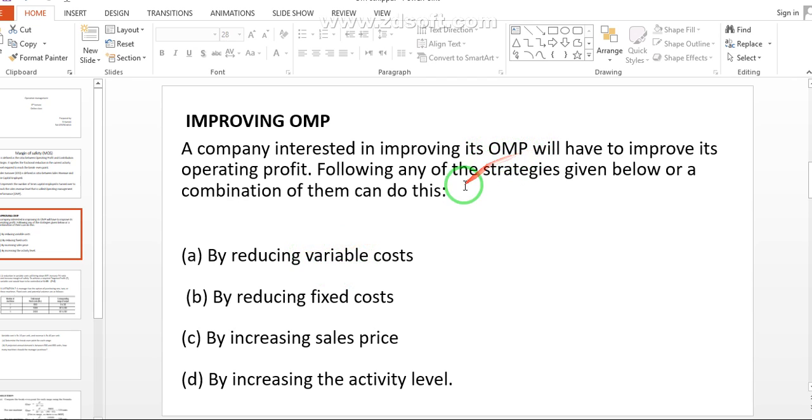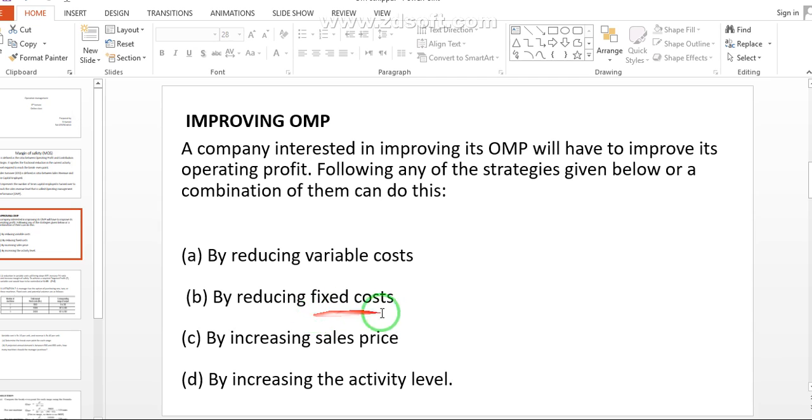management performance. For example, if the variable cost of the product is 10 rupees and they try to reduce it to 9 rupees or 8 rupees, that would be beneficial to this system. Which system? Operation management.